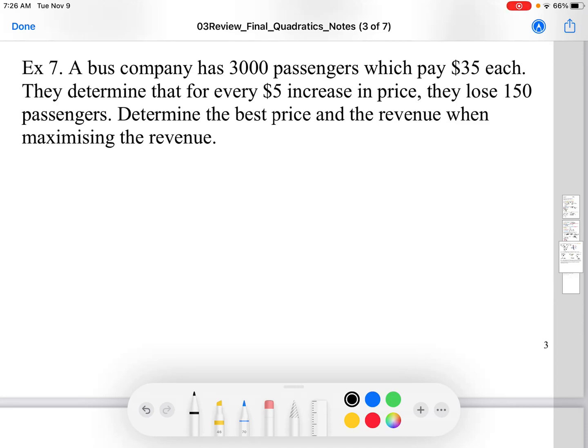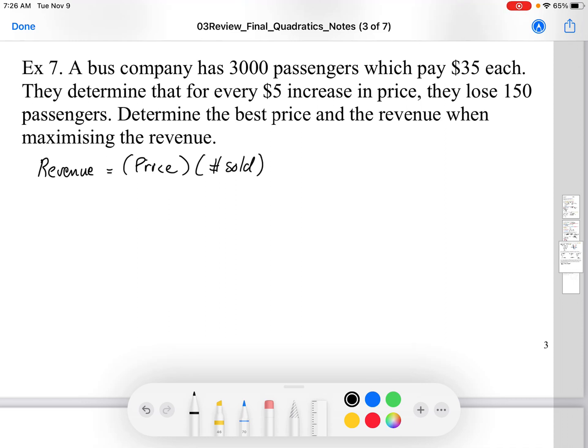So this is a maximization minimization problem that's based on revenue. So we need to make sure we know the revenue equation. So revenue is equal to the price. So we need an expression for price times the number sold.